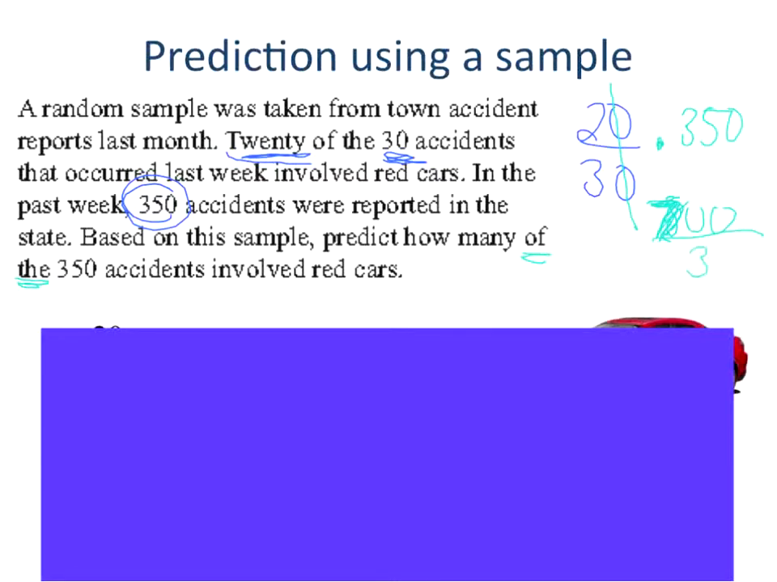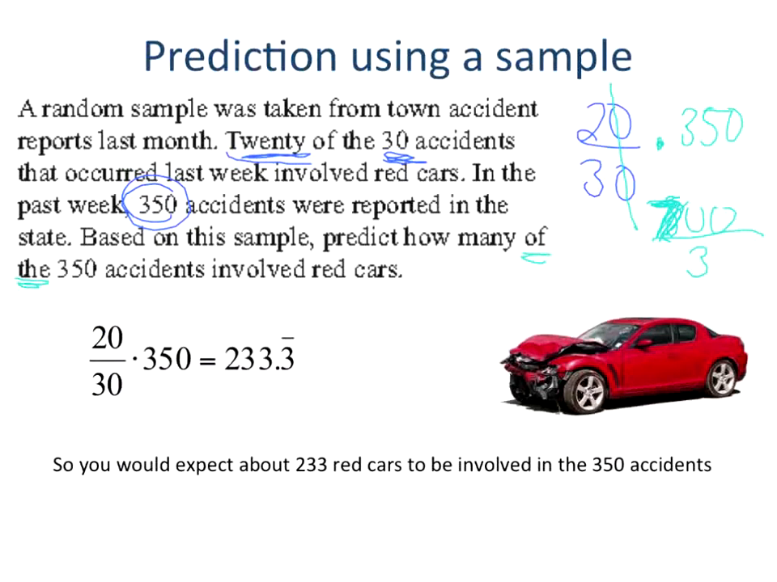And on the bottom, we would have 3. So if I divide 700 divided by 3, I get about 233.3. Can you have 0.3 of a car if we're talking cars? No, so we're going to round, right? That's what they do in real life too. They're just going to round. So we would have about 233 red cars out of the 350 accidents.